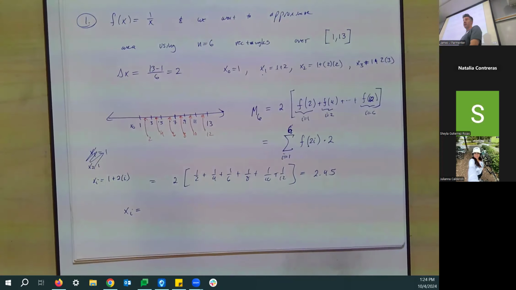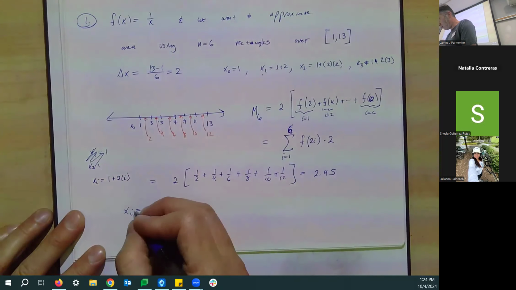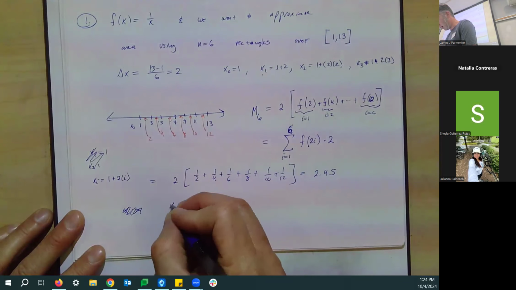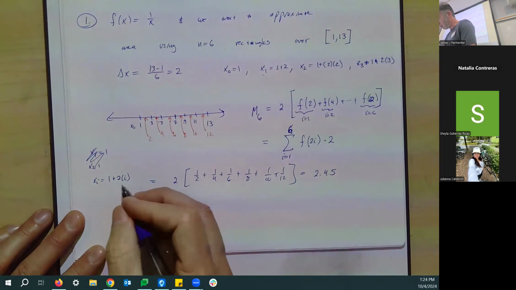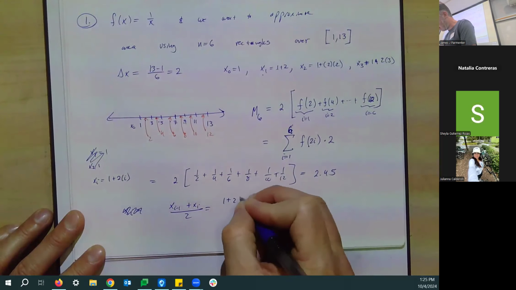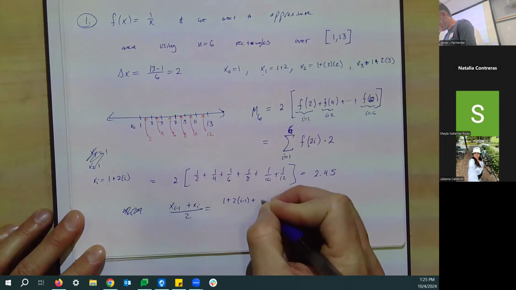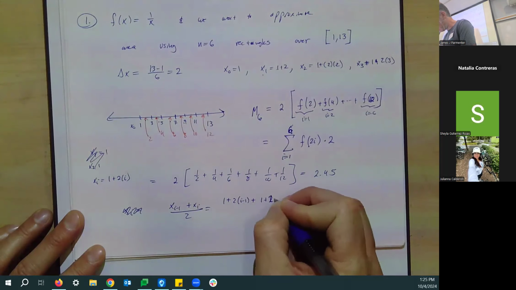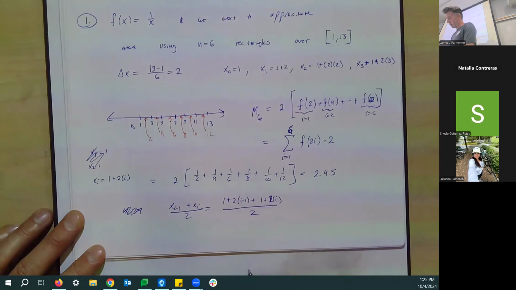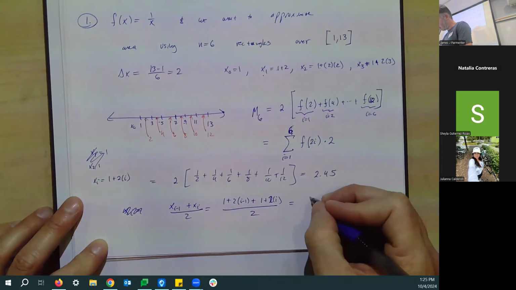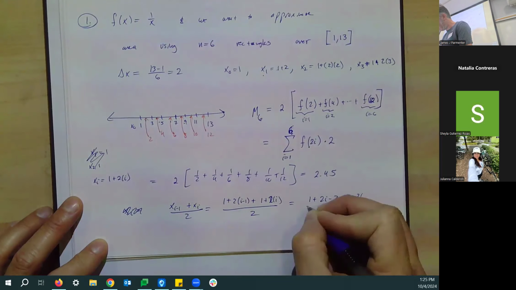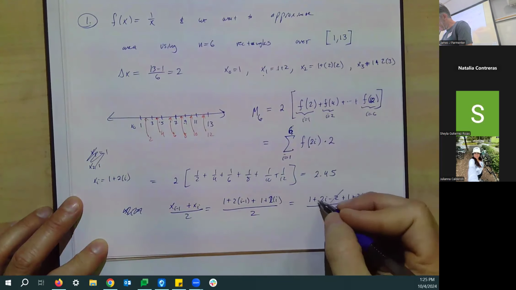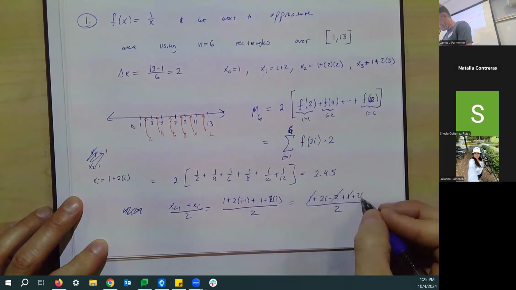And then I could take the average of x sub i and x sub i minus 1 and say that x sub i minus 1 plus x sub i, all divided by 2, is going to be 1 plus 2 times i minus 1, plus 1 plus 2 times i, all divided by 2. If I simplify this, I get 1 plus 2i minus 2 plus 1 plus 2i, all divided by 2. The negative 2 cancels with the 1 and the 1, and I get 4i over 2, which is 2i.